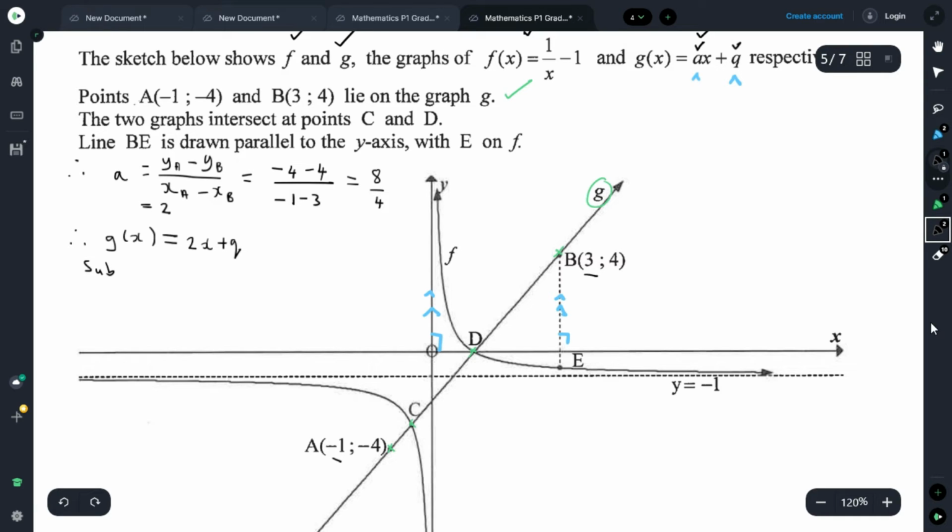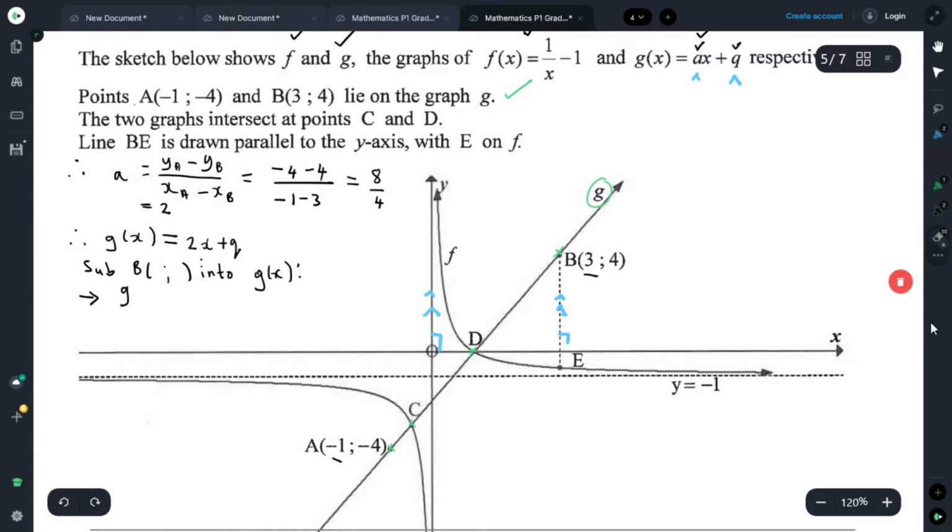So let's substitute B, 1 and negative 1, and I think let's substitute B into g of x. Okay, wait, B's coordinates are wrong. It's supposed to be, let me just fix that. Let's erase that. B's coordinates are supposed to be 3 and 4, right? So let me write 3 and 4.